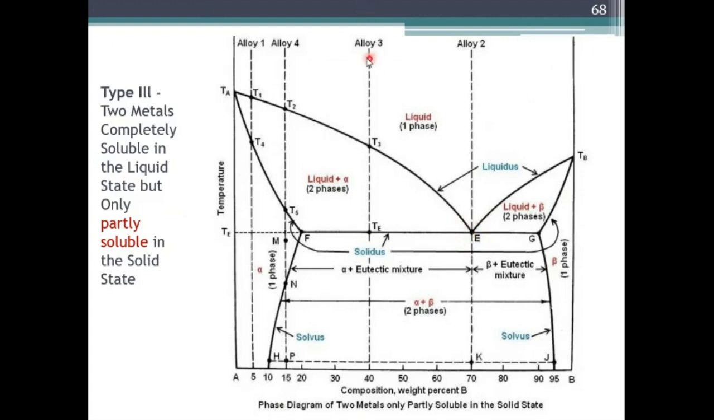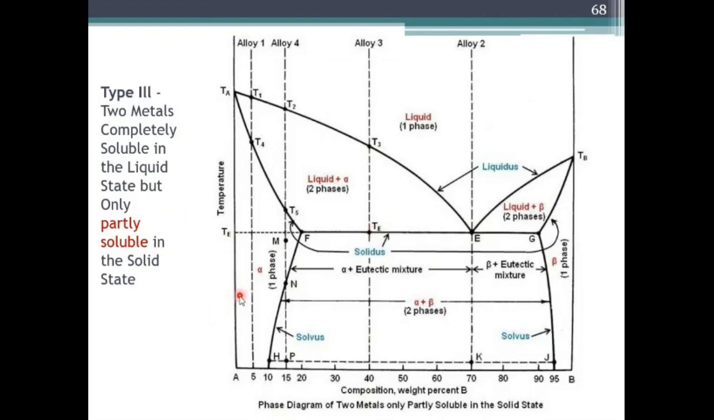But here if you take alloy 3, alloy 4 and all with different weight percentage, it will be passing through different points. So this is the phase diagram of these two metals which are completely soluble in liquid state but partly soluble in solid state. So at what temperature, how it will behave? For example, if you take the temperature TE and 40 percentage of weight, at that point, how it will be?